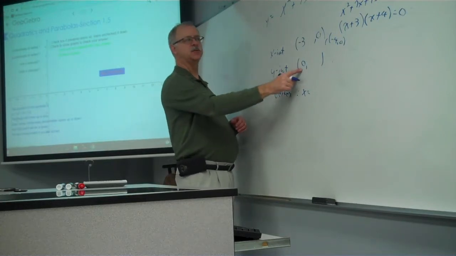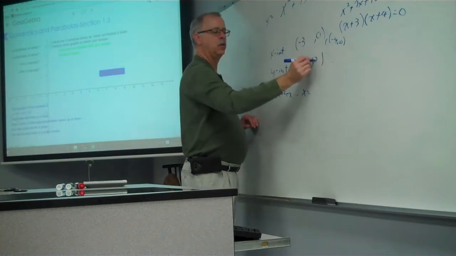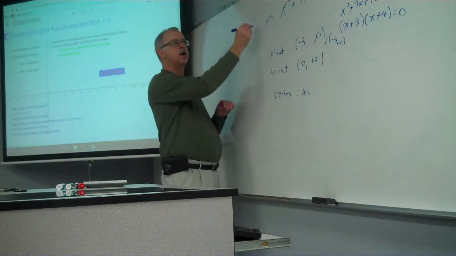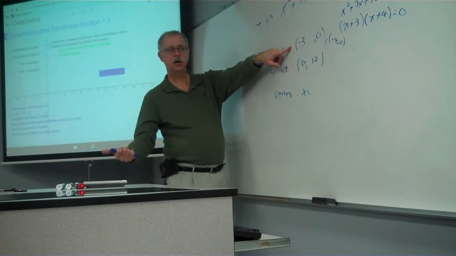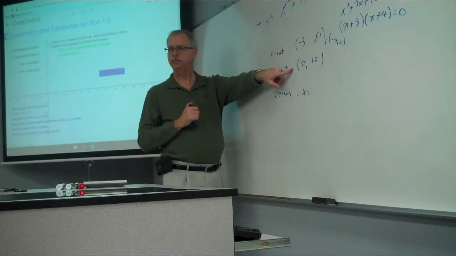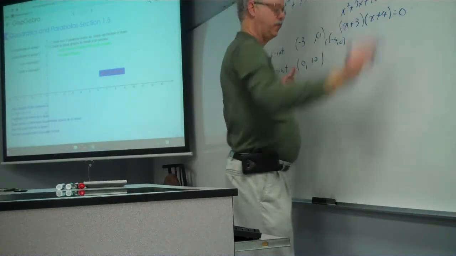The y-intercept, what happens when x is 0? We plug in 0, we get y equals 12. So even here with the quadratic, we're doing some solving, whereas with the quadratic equal to 0, we're doing some evaluating. What happens when we plug in x equals 0? So we're going to have 0, 12.